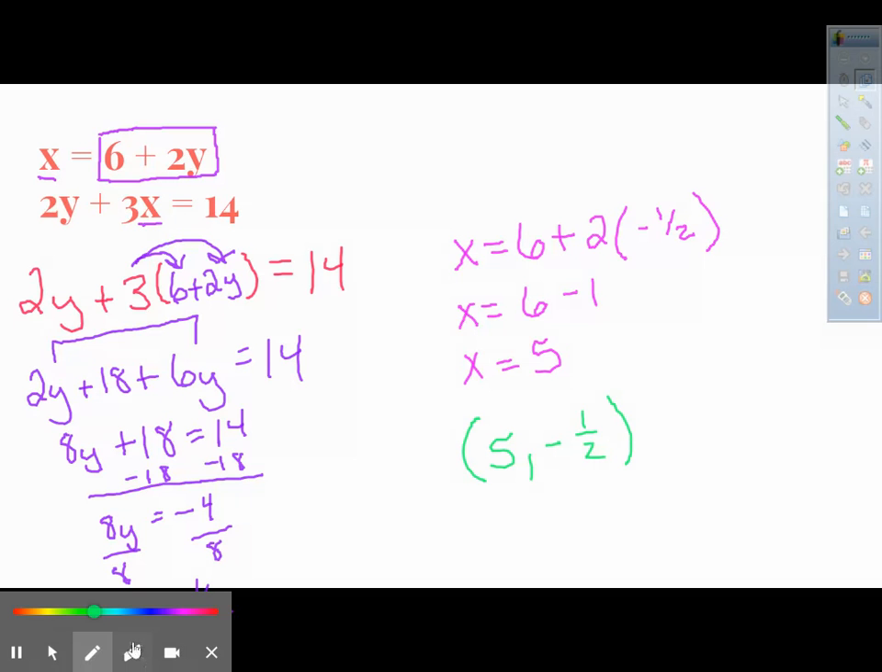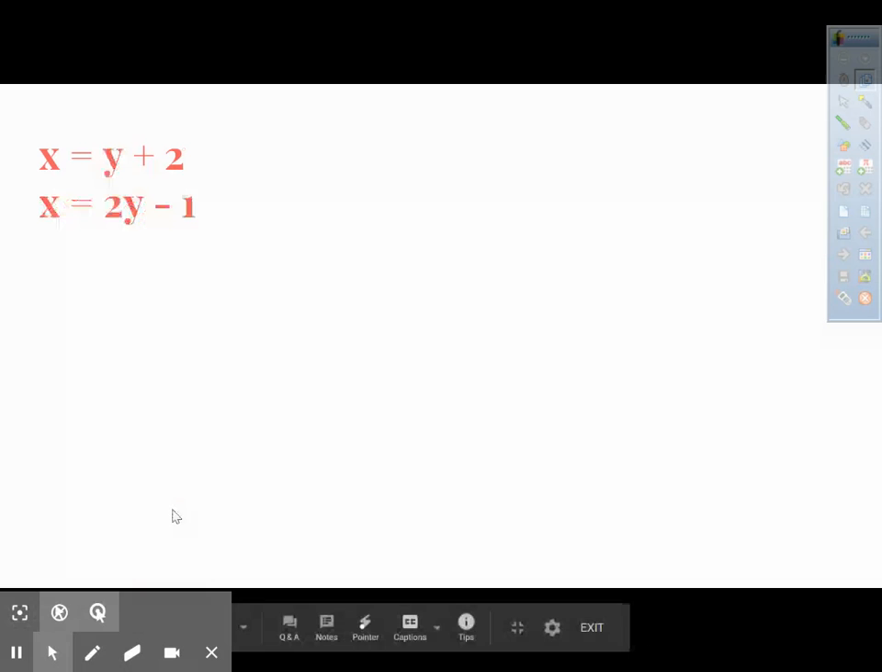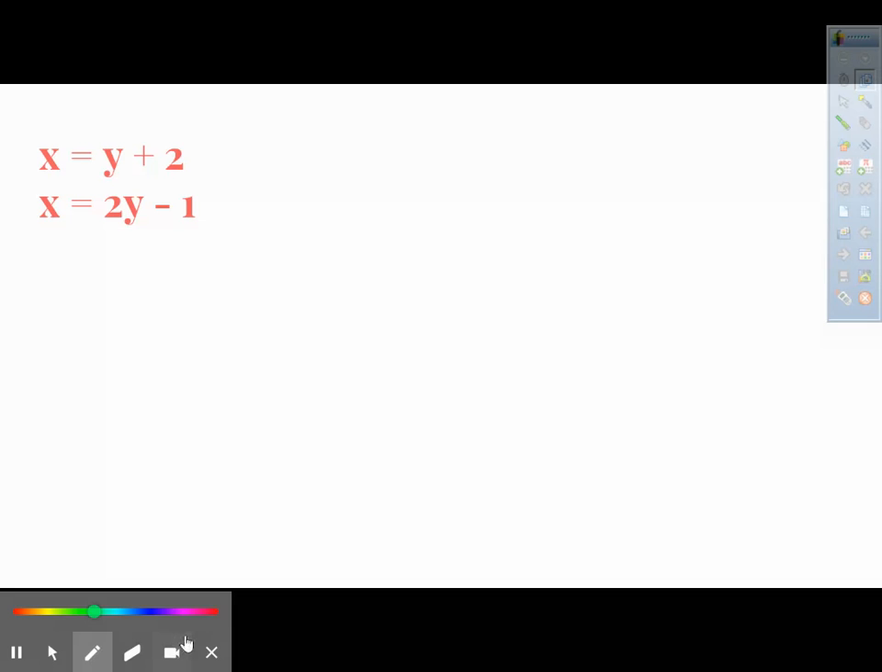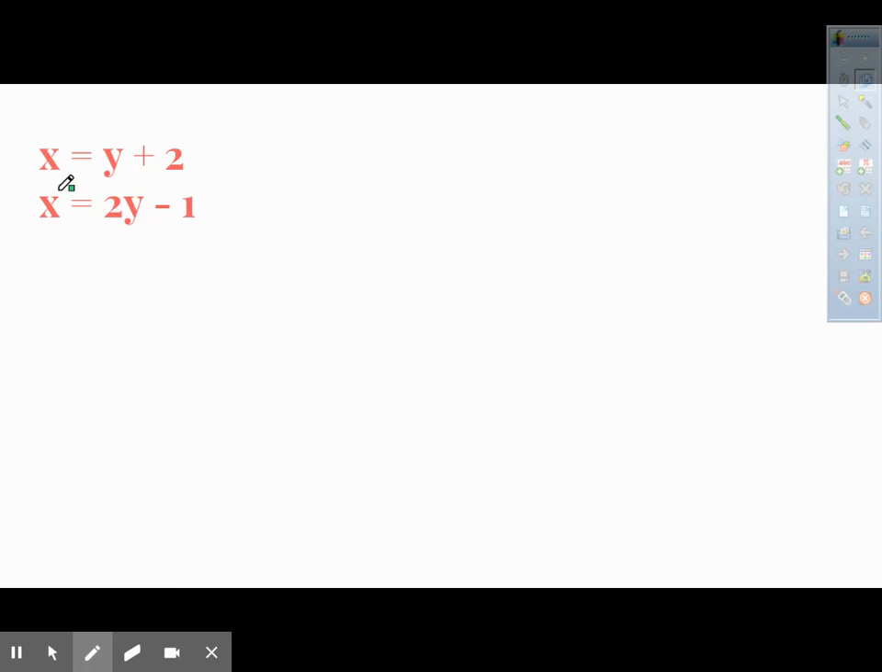Alright, let's try another one. I'll give you a second to write this one down. x equals y plus 2, and x equals 2y minus 1. If they both have a variable on the side, can you just pick whichever one you want to pick? Alright, so just like she said, you can pick whichever one you want to pick.